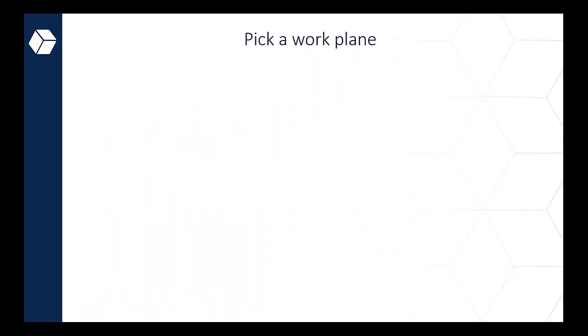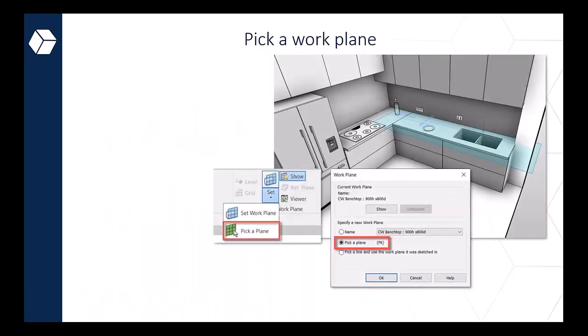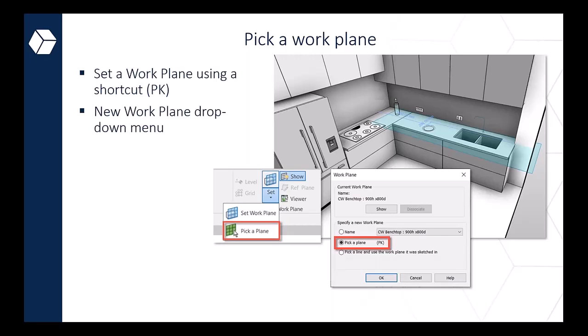And then in terms of picking a work plane, prior to Revit 2023, we were not able to just pick a work plane without going through a certain workflow. You can basically just set your active work plane instantly using the PK command on your keyboard. And then you've also got a new work plane drop-down menu. Previously you would have to set a work plane, pick a plane, and then in the menu click OK. Now you can just pick a plane immediately. So that basically allows for a little bit more efficient modeling using the work planes.